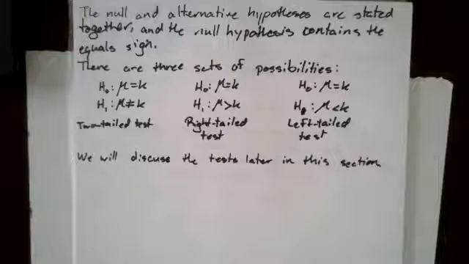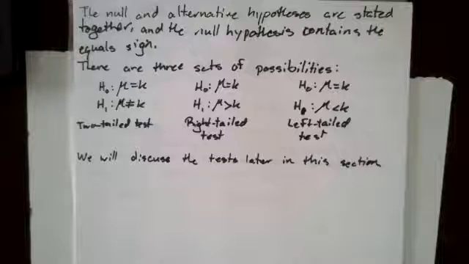First, the two-tailed test happens when we have H0: mu equals K, and H1: mu does not equal K. That is, there is some difference between mu, the mean, and K, but we don't know whether mu is less than or greater than K.